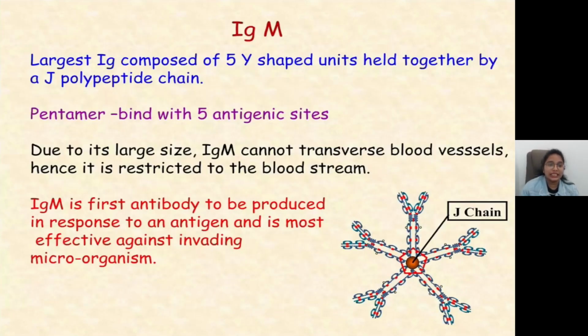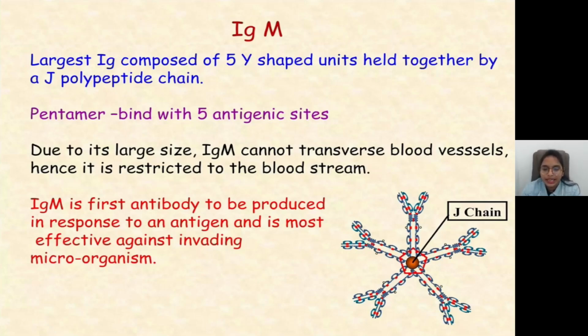Now come to IgM. This is the largest molecule. It is a pentamer, right? Five Y-shaped units held together by a J polypeptide chain. This pentamer binds with five antigenic sites, as you can see: 1, 2, 3, 4, 5. Due to its large size, IgM cannot transfer out of the blood vessels, so it is restricted to the bloodstream, right?